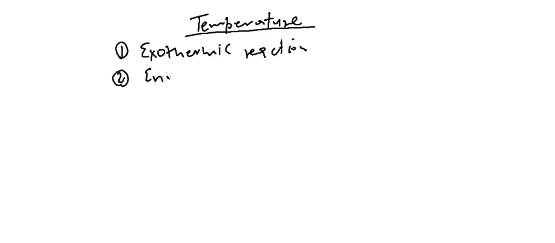Temperature is one of the factors that influence the chemical equilibrium. So when you change a temperature, you favor a certain reaction. For example, you can favor number one, the exothermic reaction. Then number two, when you change temperature, maybe you will favor the endothermic reaction. So you favor endothermic reaction.